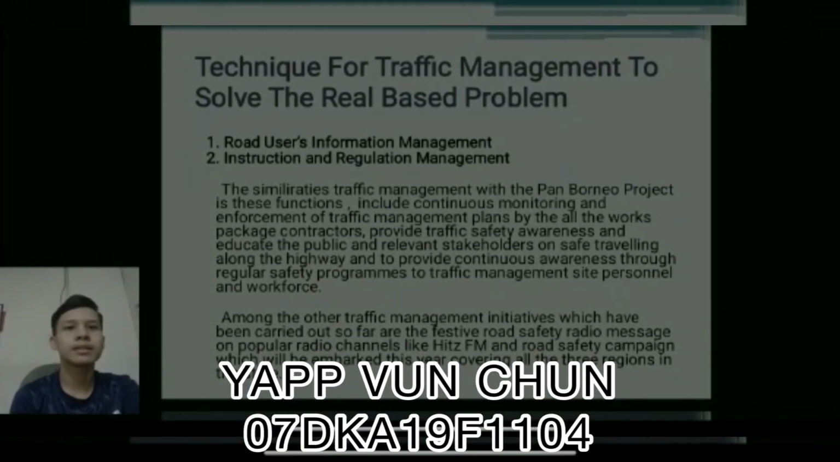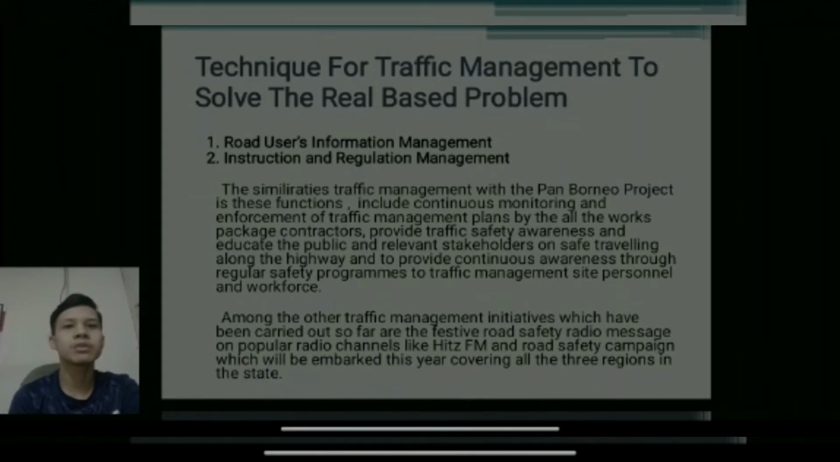Next, the techniques for traffic management to solve the real problem are: number 1, road users information management, and number 2, instructions and regulation management.